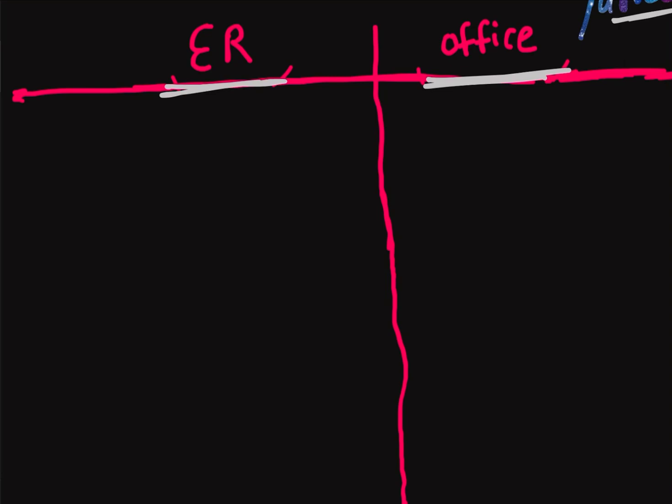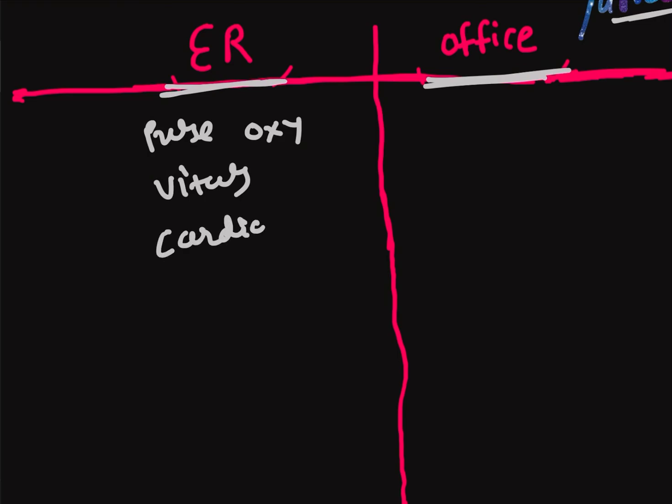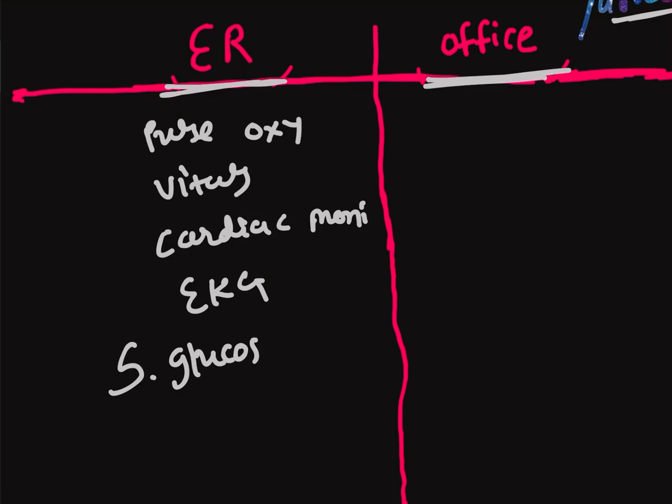confirmation diagnosis. All right, so if any patient is coming to the ER, first thing we're gonna do is pulse oximetry and vitals. What else are we gonna do? We're gonna attach a cardiac monitor, we're gonna do EKG, we're gonna check serum glucose by glucometer, like a faster version.